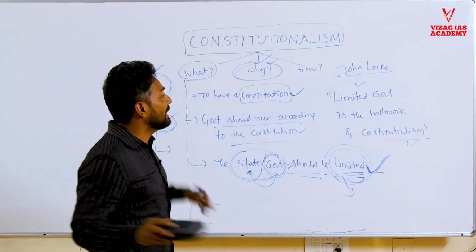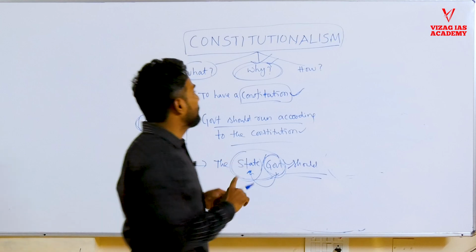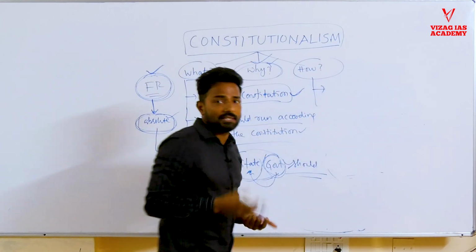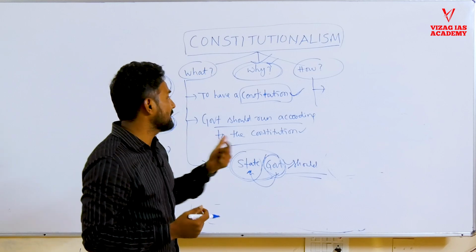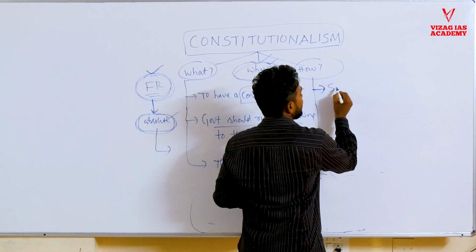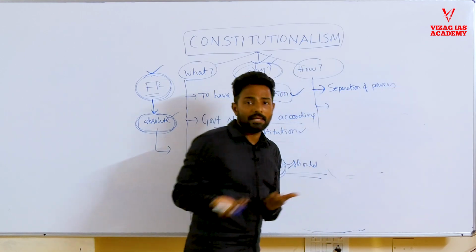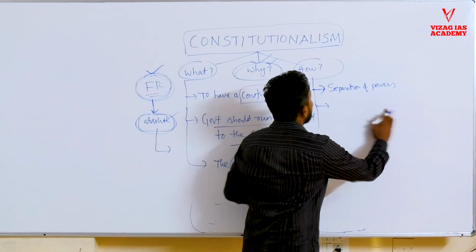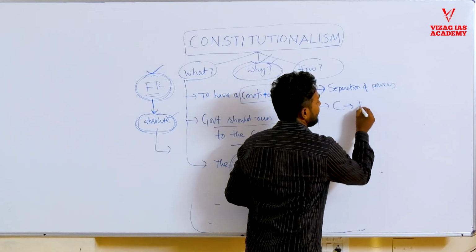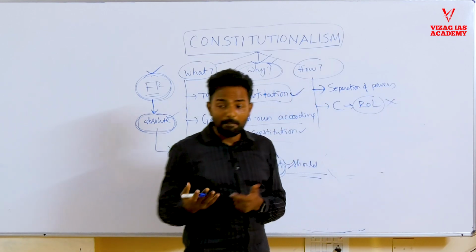And what are the prerequisites, how this constitutionalism can be achieved, we will see. What are the prerequisites to achieve or to make constitutionalism work? There should be certain basic prerequisites which we have discussed in the previous topic, called separation of powers. Separation of powers should be there. And similarly, as we have already discussed, constitution. Constitution means there should be a rule of law, not the rule of man.